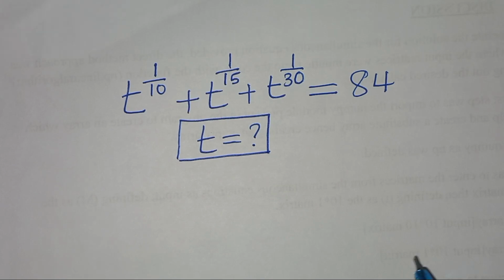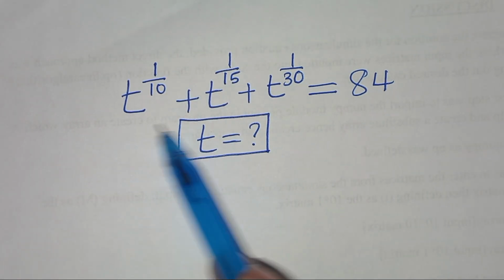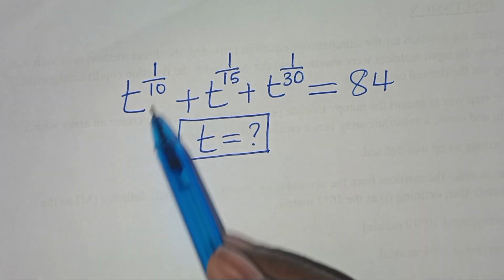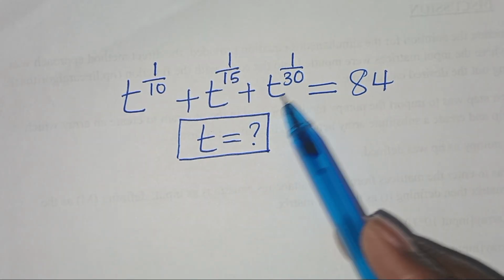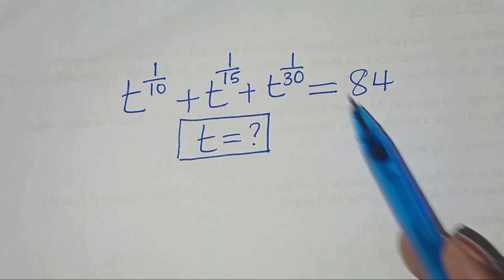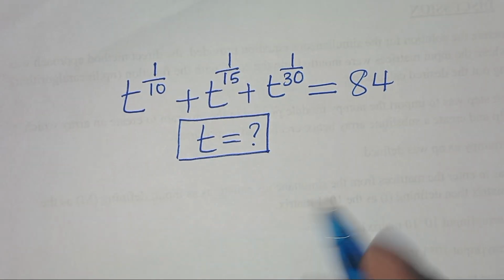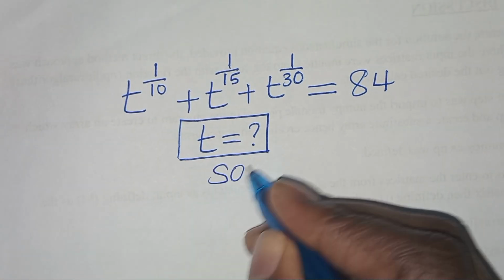Hello everyone, you're welcome to solve this nice algebra problem, which is t to power 1 over 10 plus t to power 1 over 15 plus t to power 1 over 30. This is equal to 84. So what is the value of t? Solution from here.